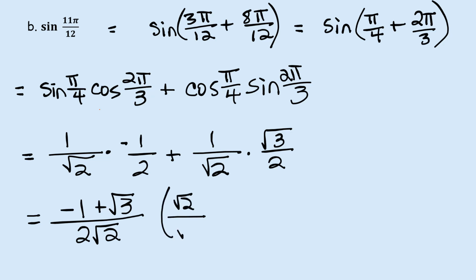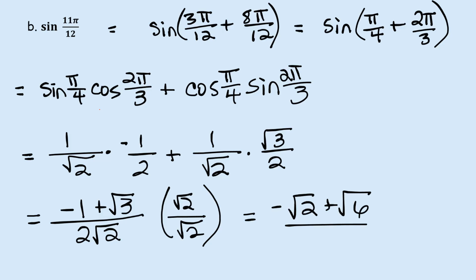And we can rationalize that by multiplying by the square root of 2 over the square root of 2. And you will get negative square root of 2 plus the square root of 6 over 4. And that is the exact value for sine 11 pi over 12. This looks better when you put the positive square root first. It's just a better looking notation. And so there you go.